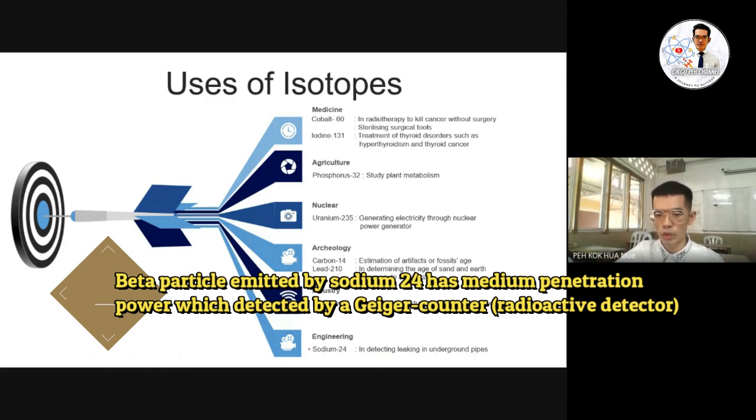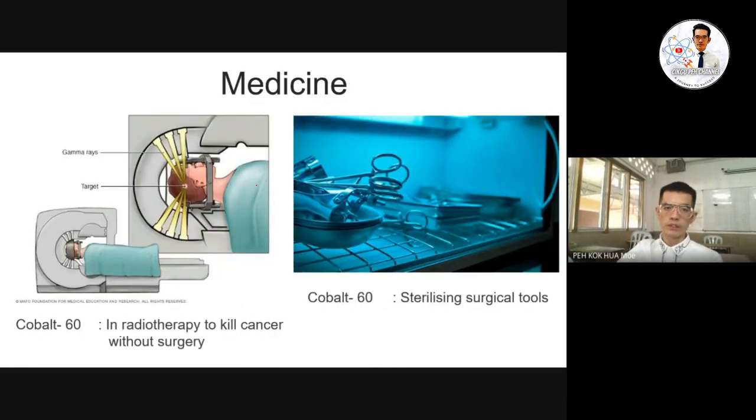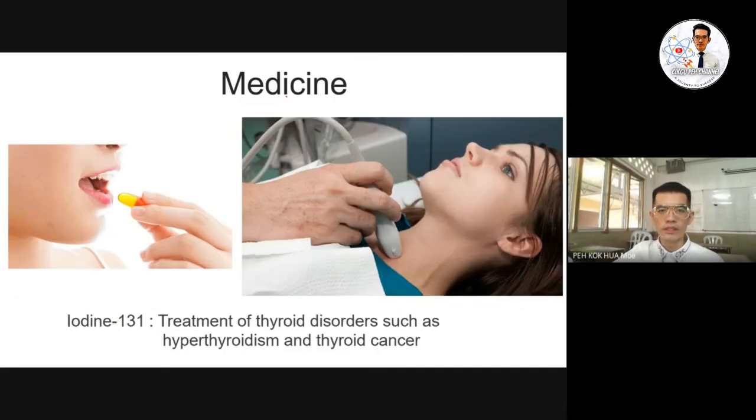Okay, so this one you can study in physics for the details. Here is a figure showing that cobalt-60 can be used in radiotherapy to kill cancer without surgery. And here is a sample picture of sterilizing surgical tools under gamma rays, which come from cobalt-60. Then in medicine, iodine-131 is used for the treatment of thyroid disorders, such as hyperthyroidism and thyroid cancer. You can just observe the figure for this treatment.